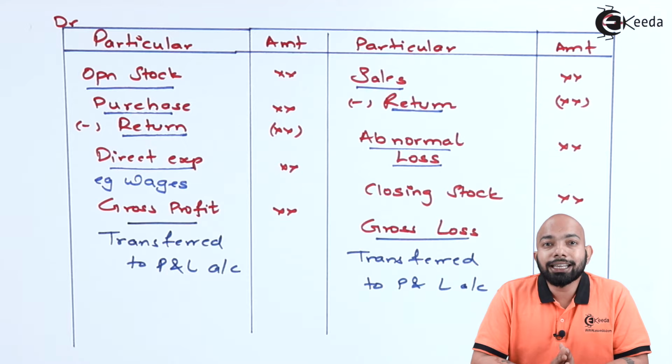If there is any fire in your godown or if there is any fire in the transit item itself, in such cases, that part will be a part of abnormal loss and hence it will be mentioned on the credit side of the trading account as a subtracted part.